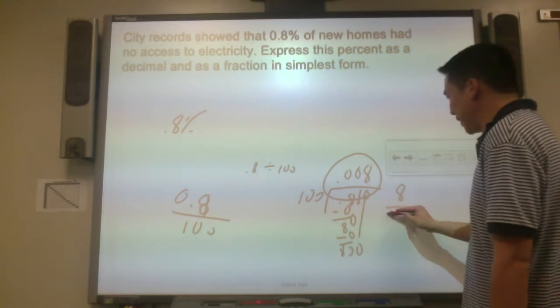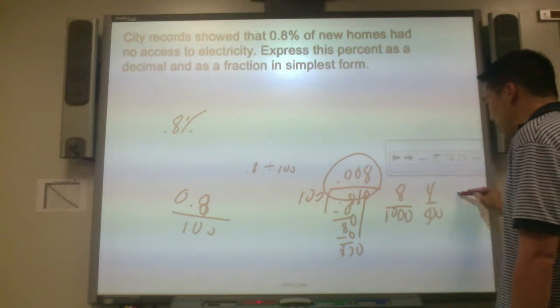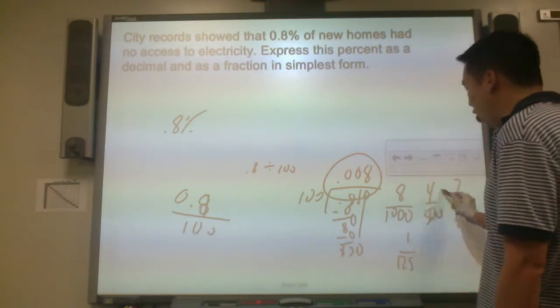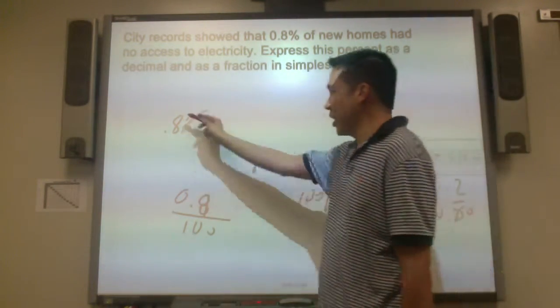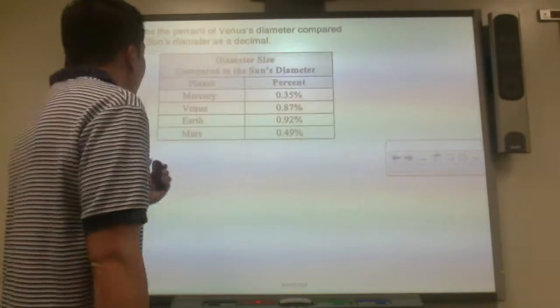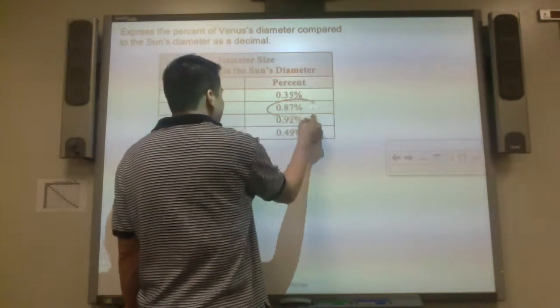Another way to say that is 8 tenths 100,000, which is simplified to 4 500. We simplify to 2 and 250. We simplify to 125. All of these are good. This is good. This is good. They all mean the exact same thing. And next one.